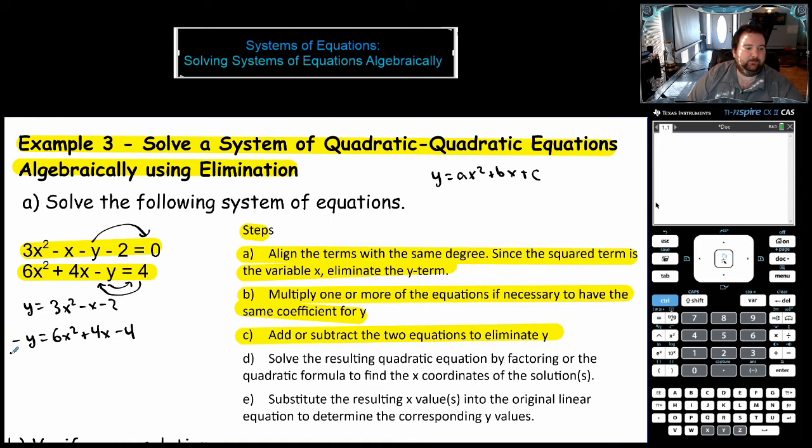We're going to subtract because y minus y equals 0. So y minus y equals 0. Now you see they're aligned. So putting them in this form is going to save you some time. 3 minus 6 is negative 3 x squared. Then we have negative x minus 4, so that's negative 5x. And we have negative 2 minus negative 4, so positive 2.